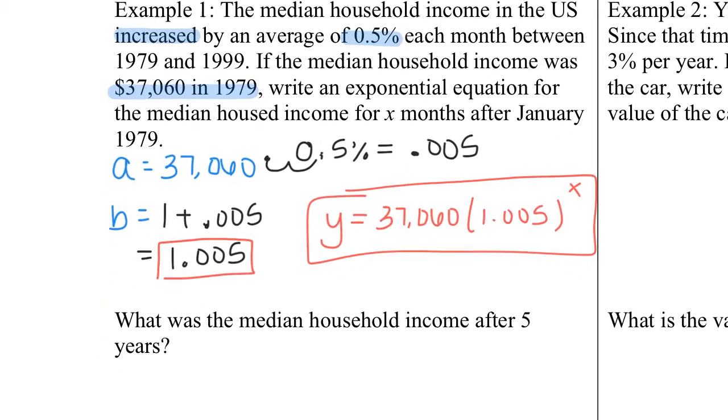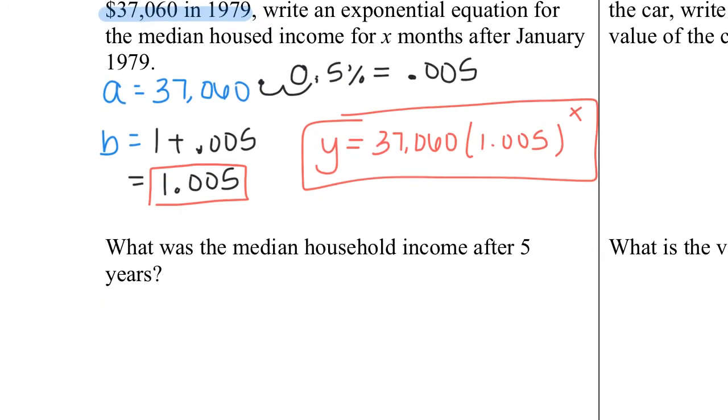Now, part 2 of this says, what is the median household income after 5 years? This is where we're actually going to use our equation and predict. So 5 years, that is our x value. But we have to be careful because in our word problem, it says that x represents the number of months. But I'm telling you 5 years, so we need to change it. In 1 year, there's 12 months. So to figure out our x, we take 5 times 12, the 5 years they give us times the 12 months in a year, to give us 60. So our x is actually equal to 60.